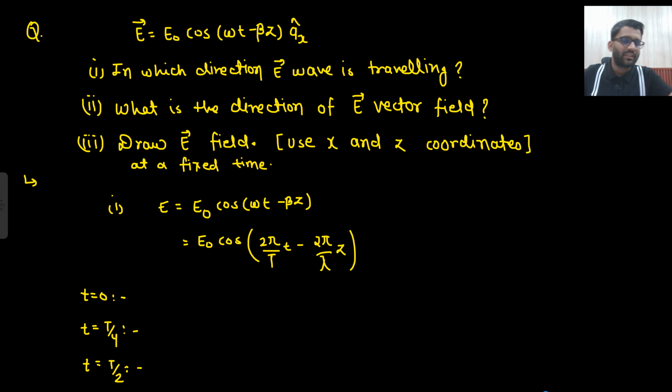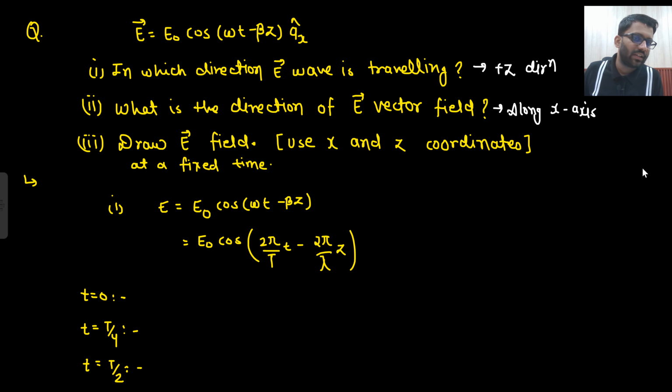This vector wave is traveling. Okay. In which direction is it traveling? It is traveling in positive z direction. We will prove it. And what is the direction of this vector field? That is along the x-axis. So you might not be able to understand all these things. I will make you understand. Do not worry about it.